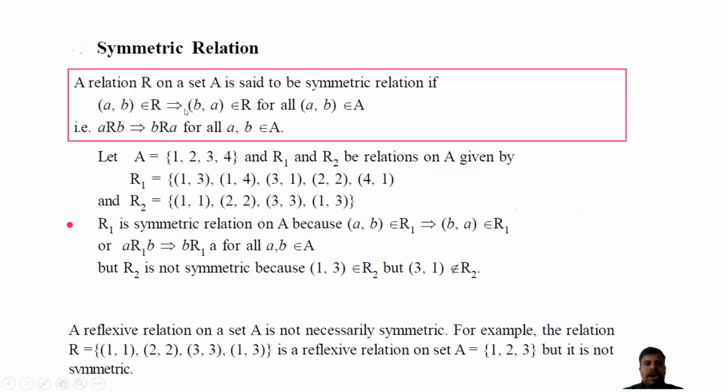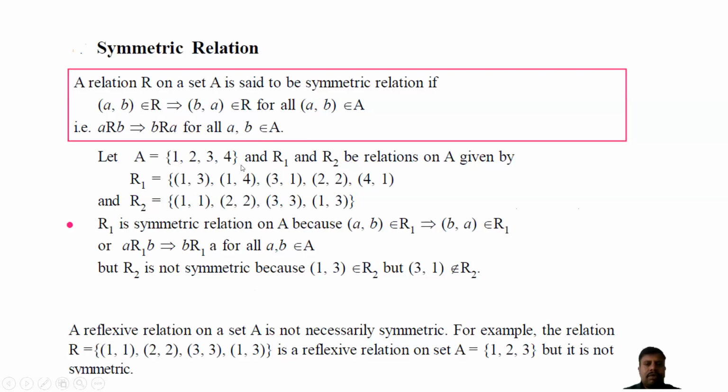Next, symmetric. A relation R on a set A is said to be symmetric if (a, b) belongs to R, then (b, a) must also belong to R, for all a, b in A. That is, if a is related to b by a symmetric relation, then b should be related to a.